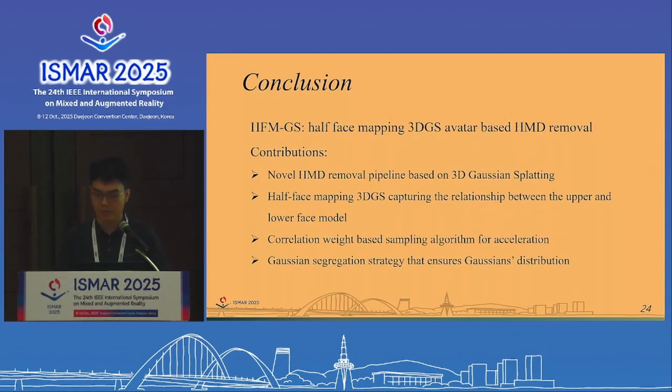In conclusion, we propose HFMGS, a half-face mapping 3D GS avatar-based HMD removal method. The contributions include a novel HMD removal pipeline based on 3D Gaussian splatting, the half-face mapping 3D GS capturing the relationship between the upper and lower face model, the correlation weight-based sampling for acceleration, and the Gaussian cycle creation strategy that ensures Gaussian distribution.